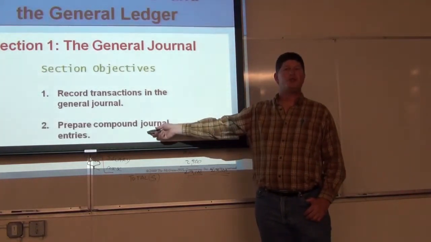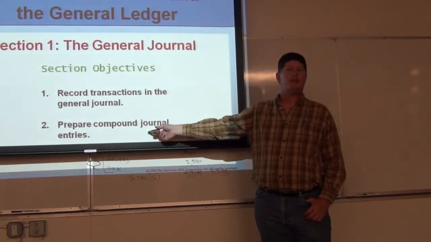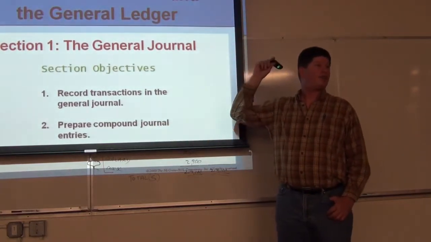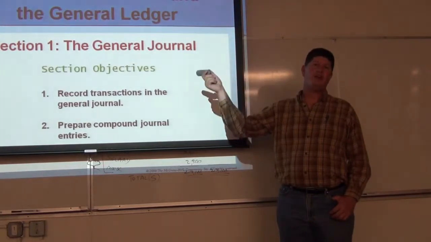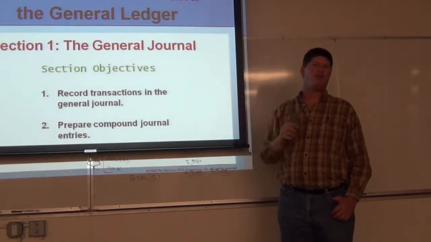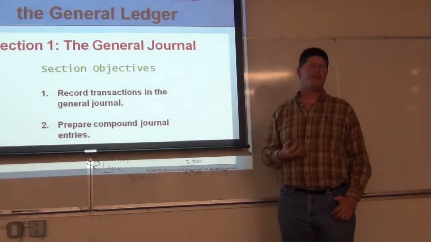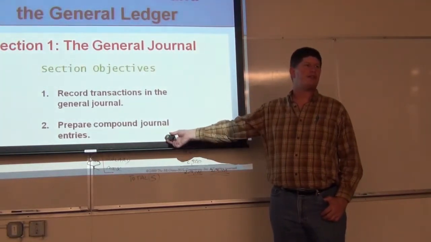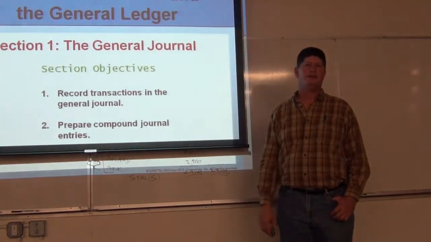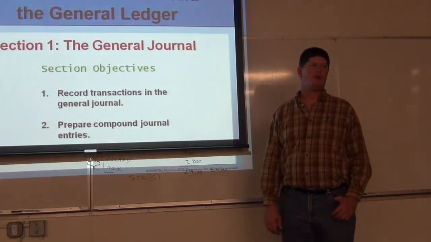Compound journal entry is a new term. Have we talked about that? Remember how we did entries up here where we bought equipment, we paid for half of it in cash, and we paid for the other half with accounts payable? It's a three-legged entry. That's a compound entry because there's more than one debit or more than one credit. In that case, there was one debit and two credits, right?